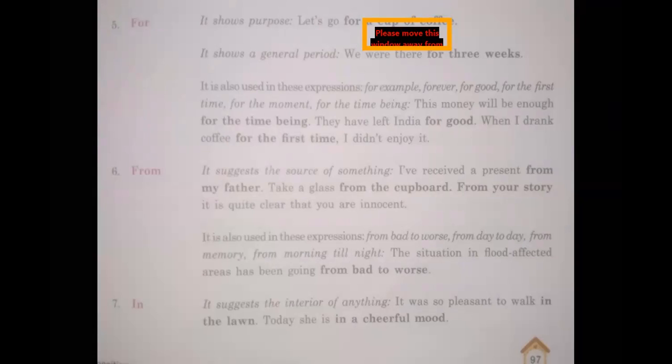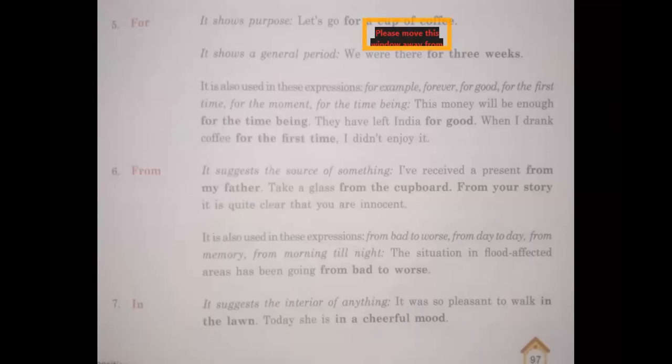Next one is it shows a general period. We were there for 3 weeks. हम वहां पर 3 सप्ताह के लिए थे. There was a purpose. It is also used in these expressions. For example, now you see again you have got the expressions. These expressions are universal basically. We use these prepositions for these words.